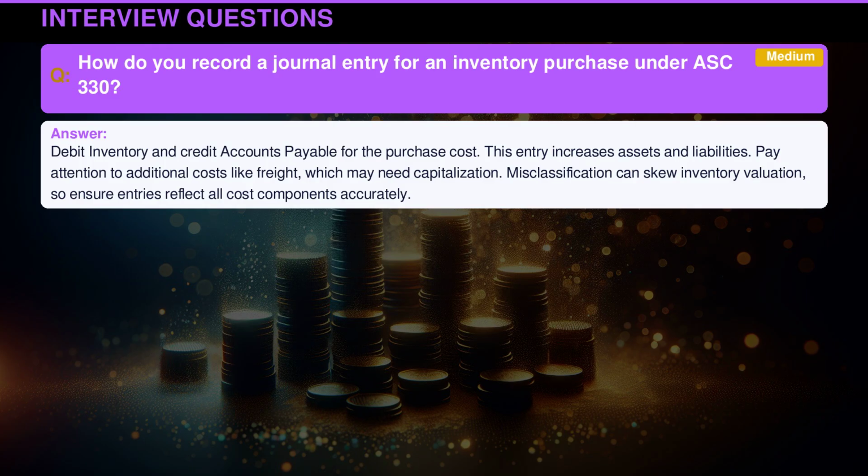Debit inventory, and credit accounts payable for the purchase cost. This entry increases assets and liabilities. Pay attention to additional costs like freight, which may need capitalization. Misclassification can skew inventory valuation, so ensure entries reflect all cost components accurately.